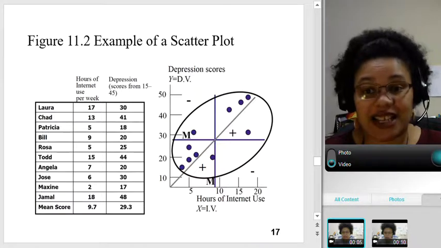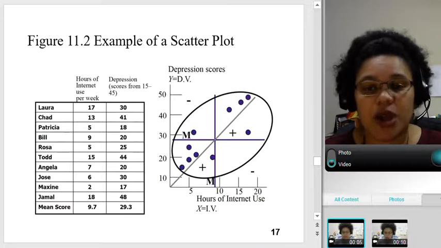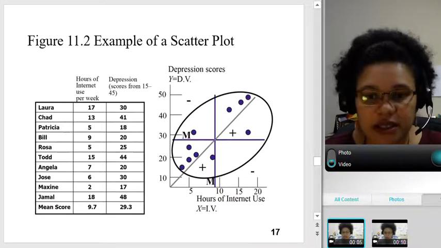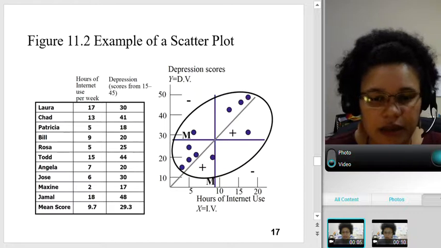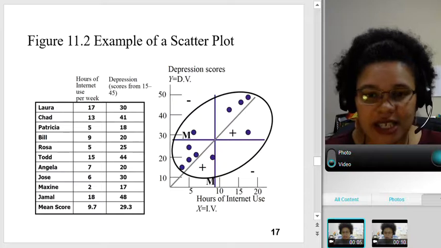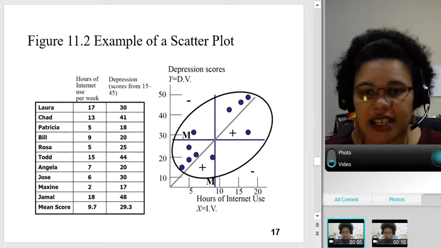Looking at the scatter plot, it does look like there is a linear relationship where spending more time on the internet is associated with feeling more depressed. Okay, you see that? Who's this with a 5? Below a 5 and a 17. Yeah. So Maxine is only on the internet for 2 hours a week and has the lowest depression score of all the people who were studied in this study.